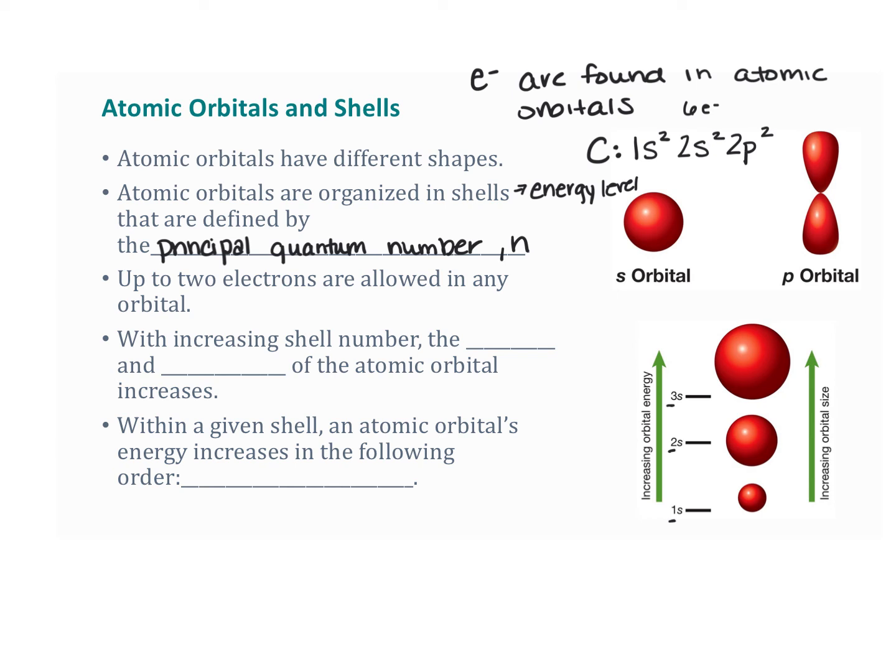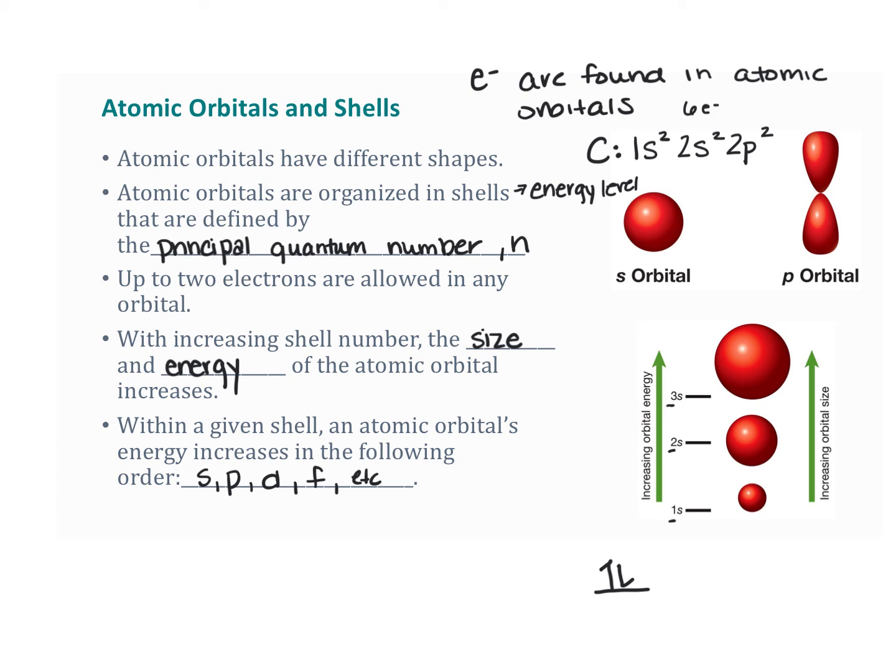Up to 2 electrons are allowed in any orbital. Remember in Gen Chem, a lot of times we showed them like this, where one had a spin up and one had a spin down. And I already mentioned this, but with increasing shell number, the size and energy of the atomic orbital also increases. And we also know that within a given shell, an atomic orbital's energy increases in the order of S, P, D, F, etc. We only really go to F, but to etc.